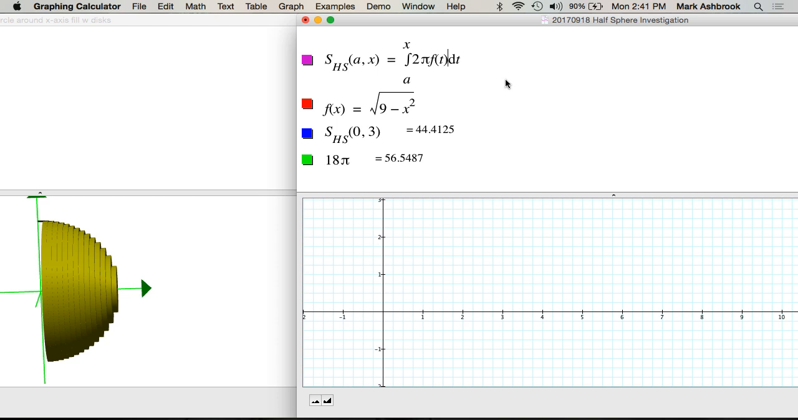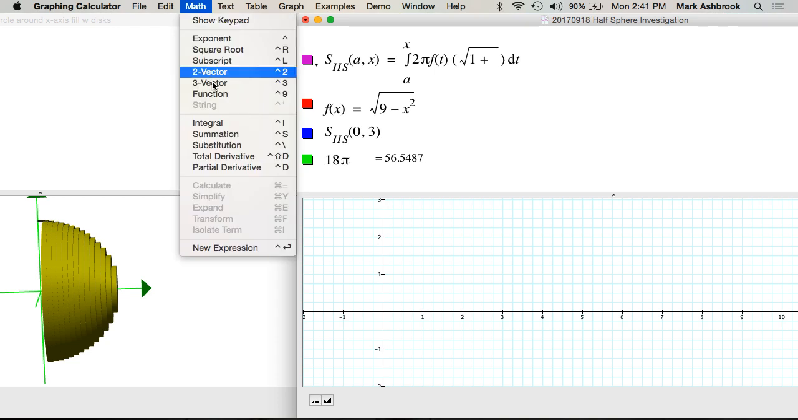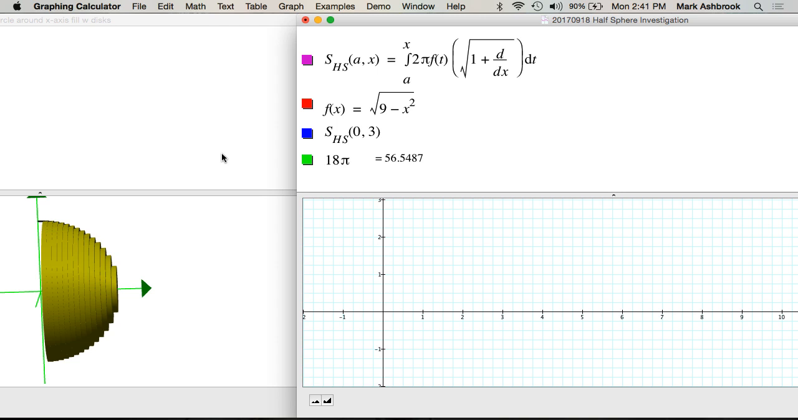Okay. And then I need the square root, right? Of 1 plus, I need the derivative of f squared with respect to t, right? So I could define another function r sub f and use that, or I could just go right to the math menu and do total derivative of f of t, but then I need d dt, right? And then I need that thing squared. And we should get the exact same thing now as the 18 pi. Now it works. So now I've got the right surface area of that half sphere that we know is 18 pi, 56.5487.